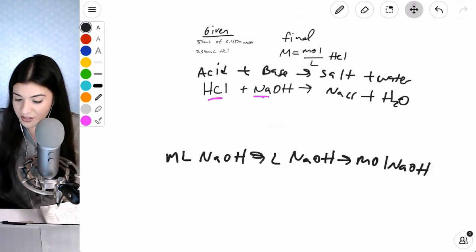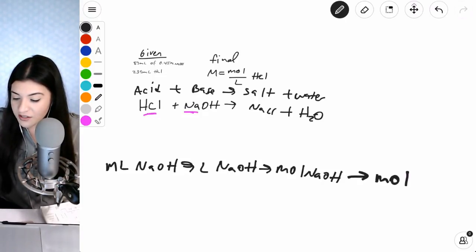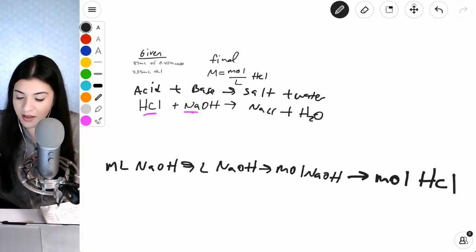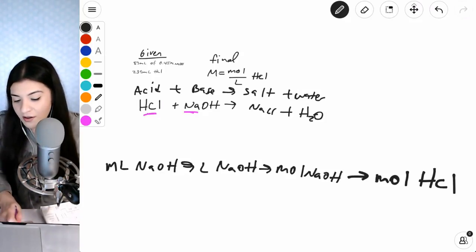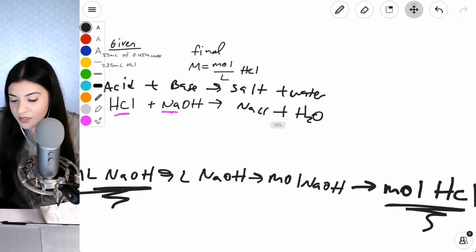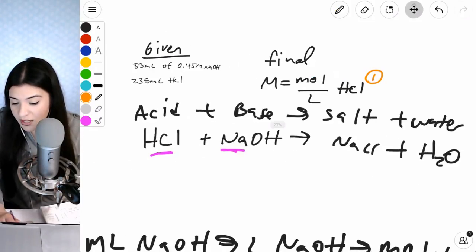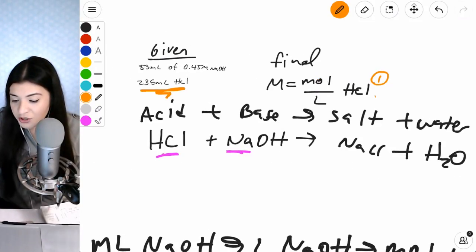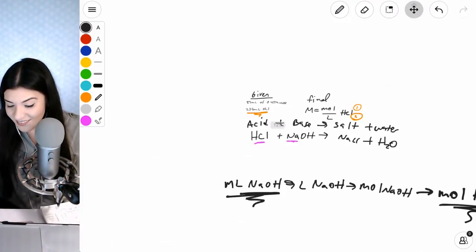Now that we have the moles of NaOH, we'll be able to get to moles of HCl, and I'm going to stop there. So what we're trying to do right now is go from milliliters of NaOH to moles of HCl, because that's going to help us find everything out. We just need the moles right now, since we are given the volume, which we eventually will change to liters, but at the end. Okay, let's start this off.